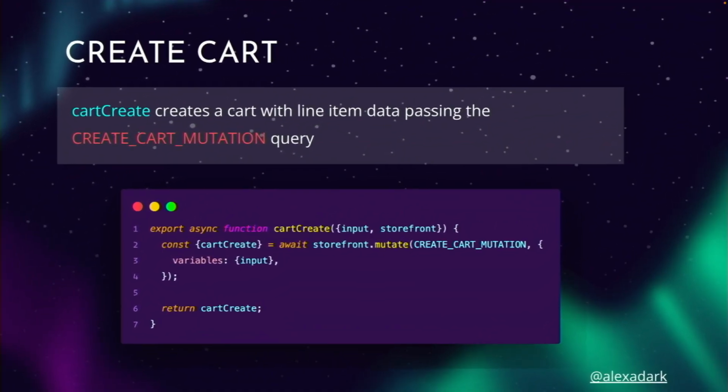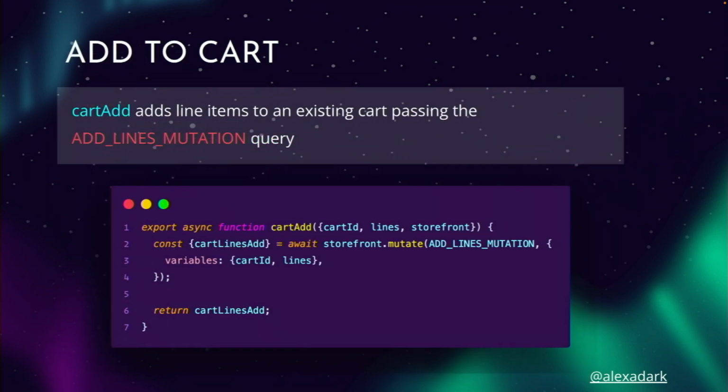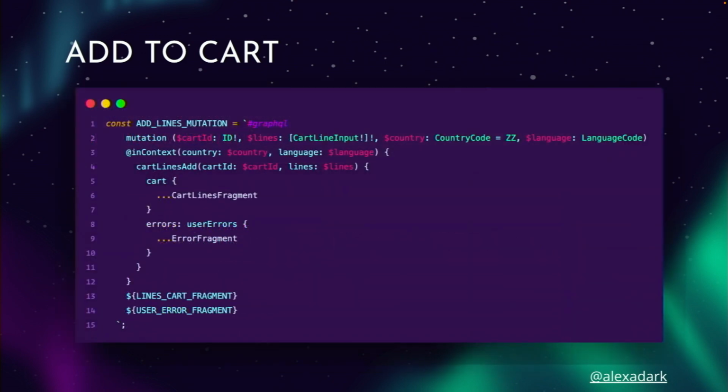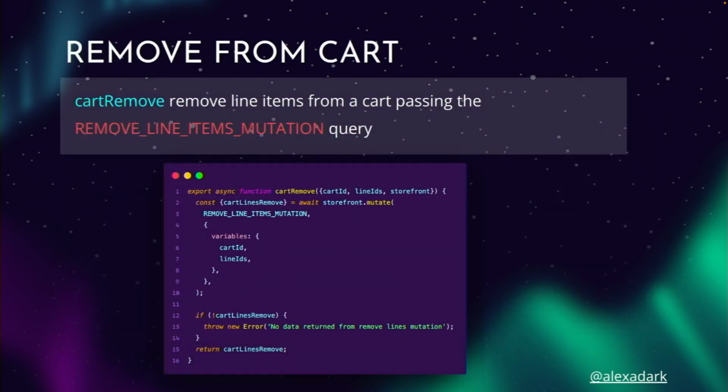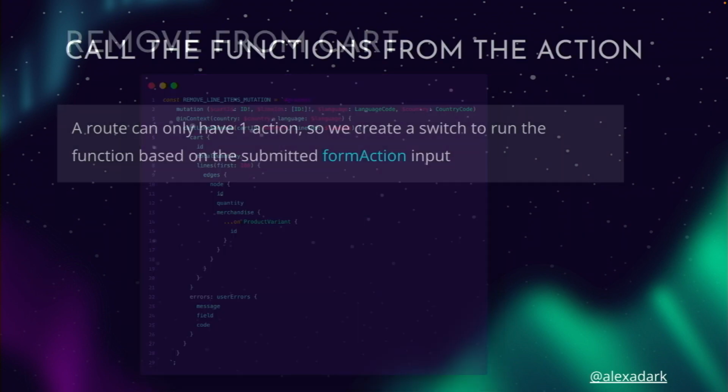So cart create creates a cart with a line item by passing the create cart mutation query. So here is the query. Then the cart add function adds line items to an existing cart by passing the add line mutation query. And here we pass the cart ID and the lines as variables. So here is the query. And the cart remove function removes line items from a cart by passing the remove line items mutation query. So here as variables, we have the cart ID and the line IDs. And this is the query.